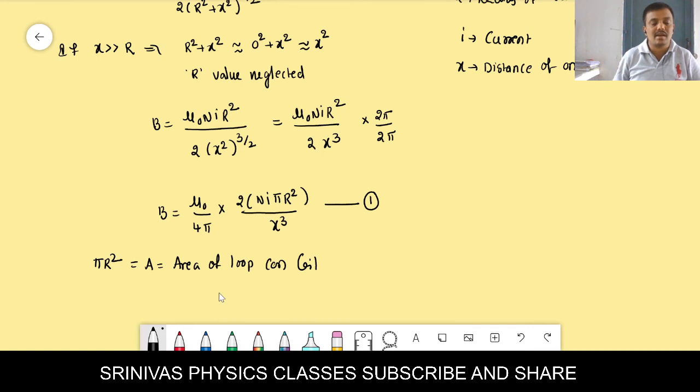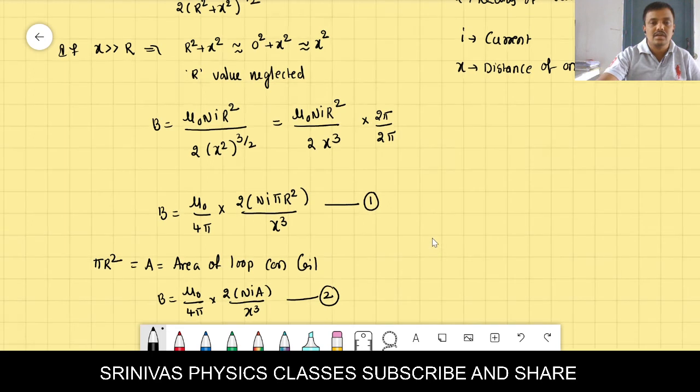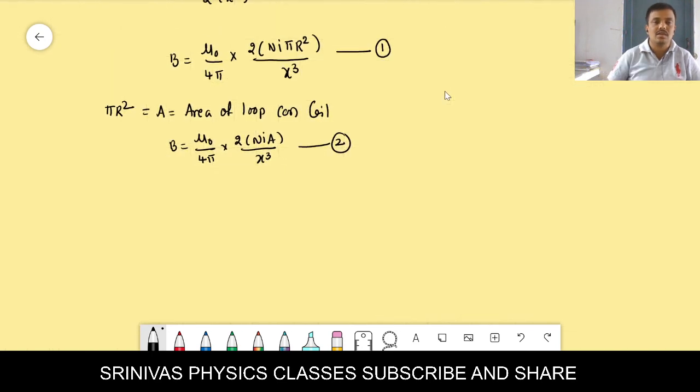Then the next step we will write like this: the B formula is mu naught by 4 pi into 2 into N I A by x cube. This is equation 2. Understood? Right. Let's continue. Equation 2 is the formula for the magnetic induction on the axis of a circular coil.